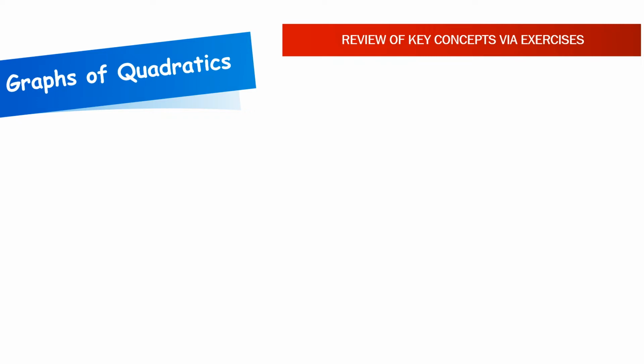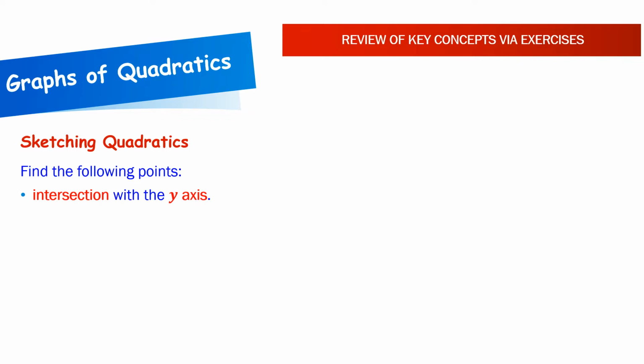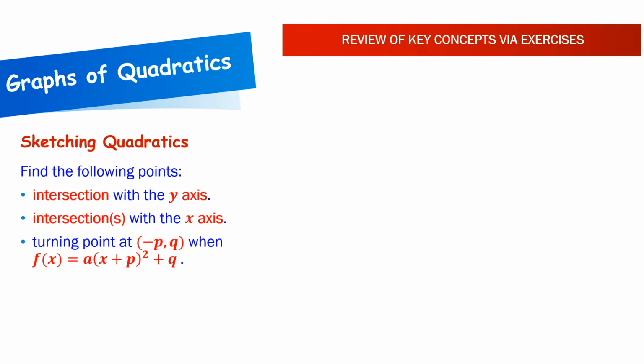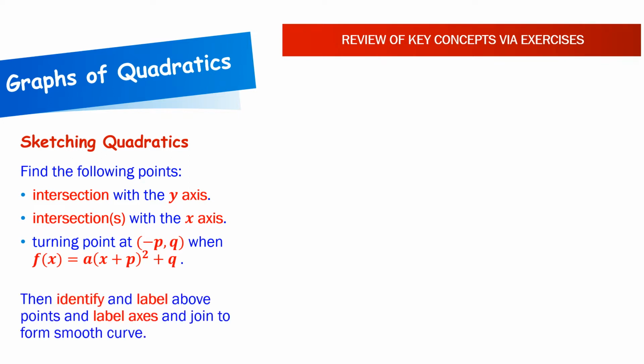Review exercise 2 requires us to sketch quadratics. So what do we need to sketch a quadratic? Firstly, we need to find the intersection with the y-axis. Then we need to find the intersection or intersections with the x-axis. And we need to find the turning point at minus p, q when f of x is expressed as a times x plus p all squared plus q. And finally, we identify and label these points and label the axes, then join the points to form a smooth curve.